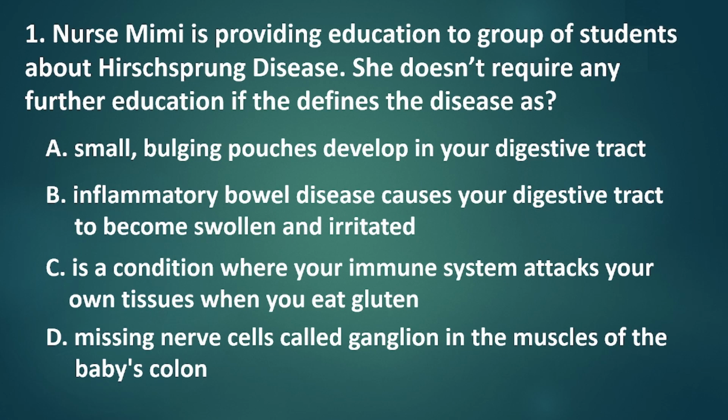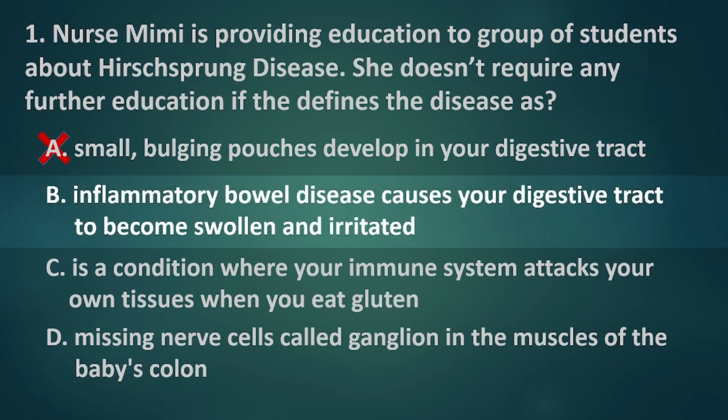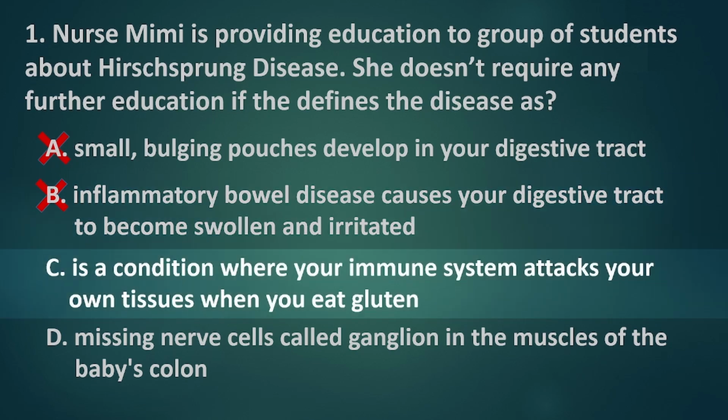Let's apply the process of elimination. Option A. Small, bulging pouches develop in your digestive tract is known as diverticulosis, which makes option A incorrect. Option B. Inflammatory bowel disease causes your digestive tract to become swollen and irritated is known as Crohn's disease, which makes option B incorrect. Option C. Is a condition where your immune system attacks your own tissues when you eat gluten is known as celiac disease, which makes option C incorrect.